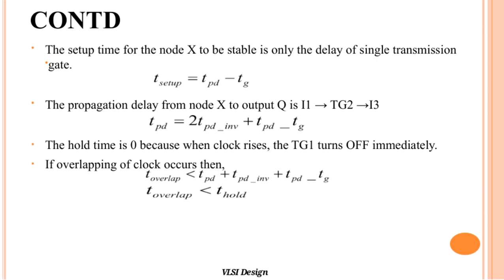transmission gate TG1 turns off immediately, preventing any data from changing prematurely. However, if there is any overlap in the clock signals, this could potentially affect the timing and stability of the signals. Understanding these delays and timing behaviors is crucial in VLSI design to ensure reliable circuit performance.